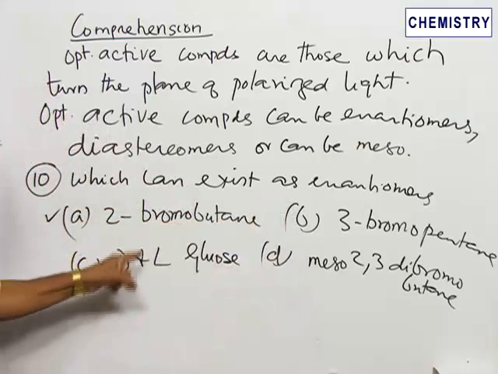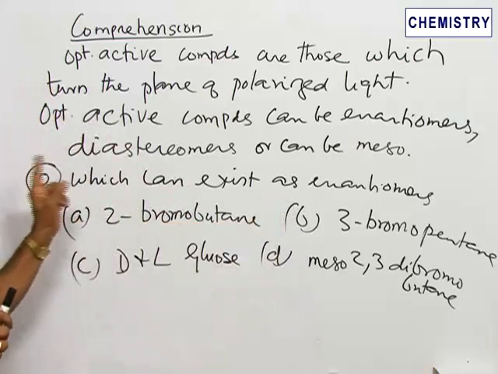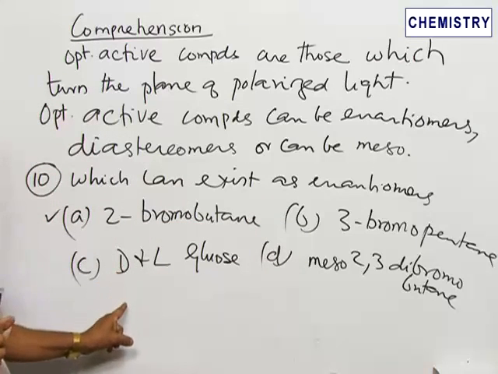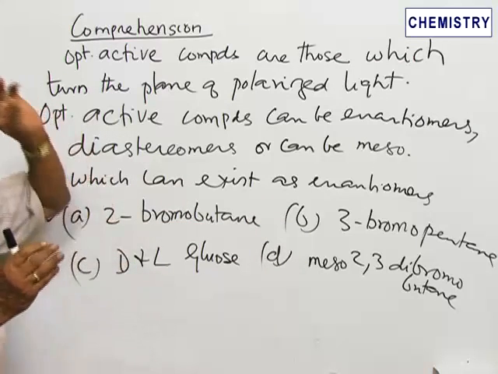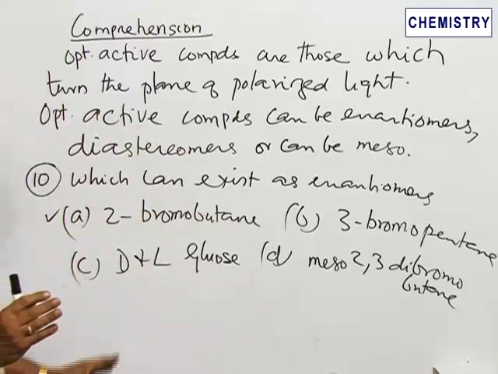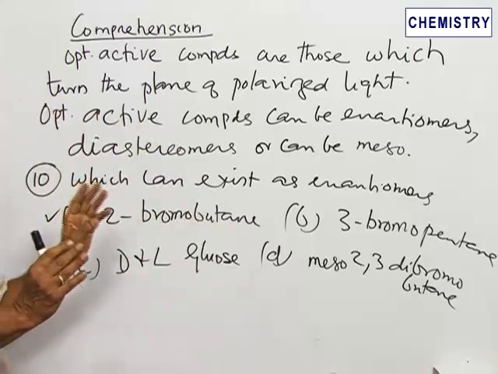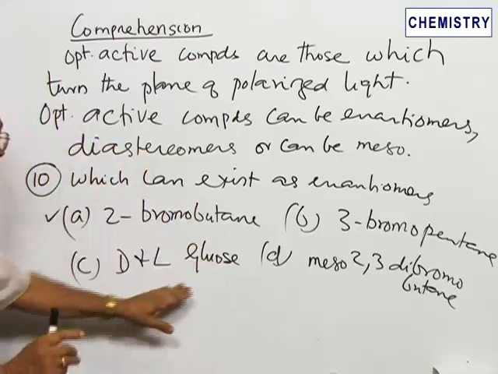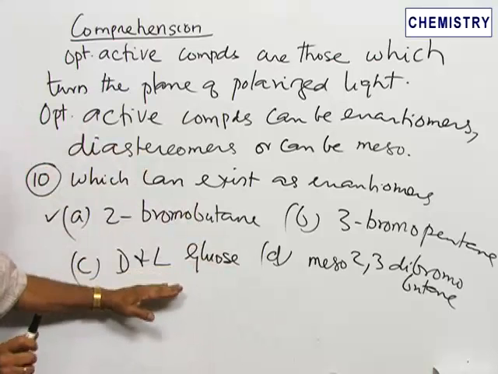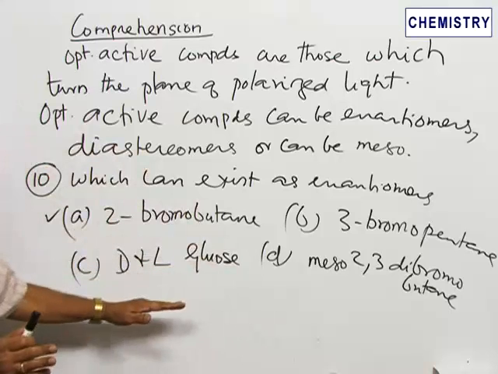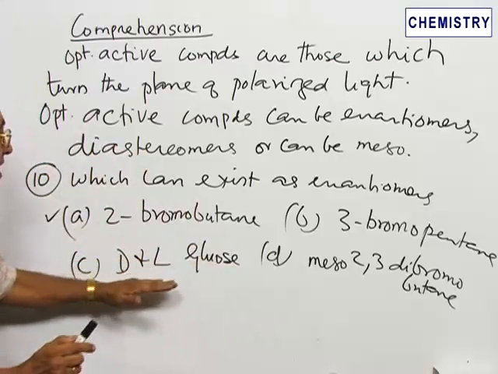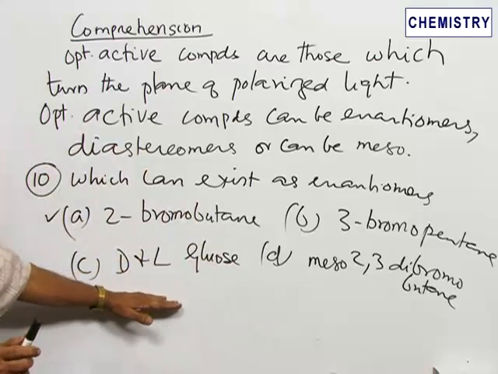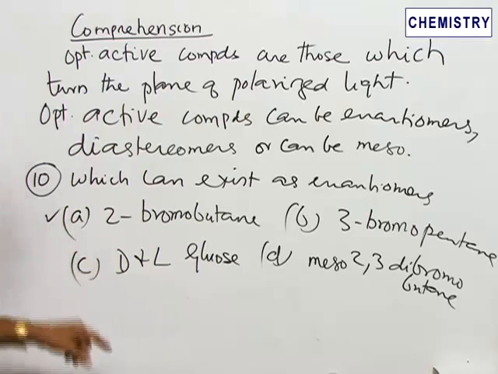Now, D and L glucose, they represent only the configuration. D glucose represents the configuration in which the hydrogen is on the left at the chiral center, and L glucose represents the structure of glucose in which hydrogen is attached to the right. Therefore, capital D and capital L do not relate to the sign of rotation, they represent only the configuration, so they need not exist as enantiomers. So that is also not correct.